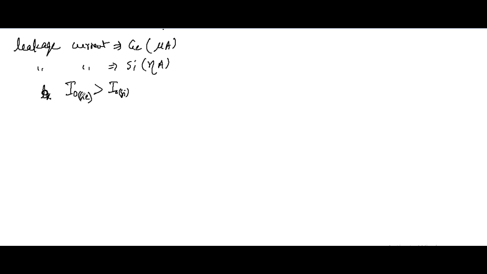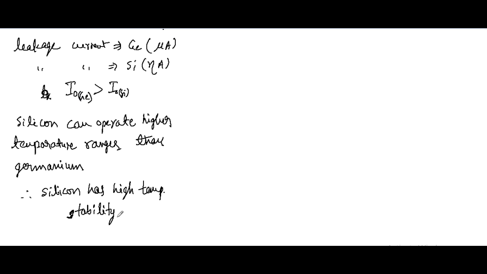And similarly, we have discussed some other reasons here. Silicon availability is more compared to germanium. This is also one of the reasons. Silicon can operate at higher temperature ranges than germanium. So here we can write that silicon has high temperature stability. This is one of the reasons for it being most widely used. Silicon temperature stability is very high, and the availability of silicon is also very high.